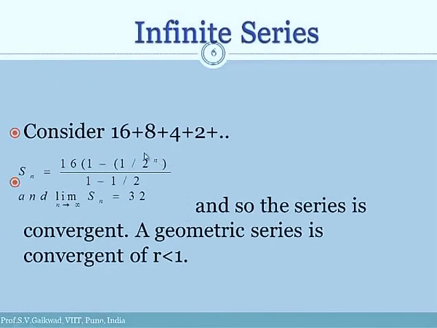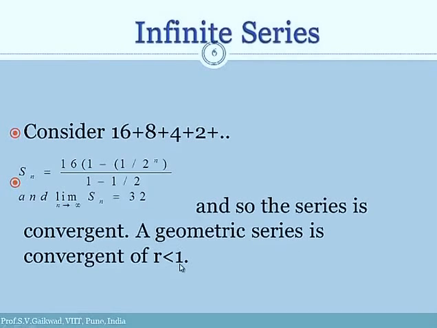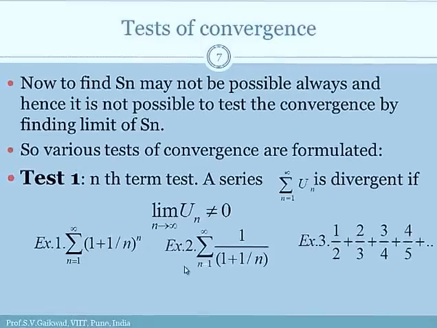Now consider this geometric series 16 plus 8 plus 4 plus 2. Here this is the sum of n terms, and as n tends to infinity, as 1 by 2 is less than 1, 1 by 2 raised to n tends to 0, and you get the sum as 32. The limit of Sn is 32. This is a finite number, and so this series is convergent. In general, a geometric series is convergent if R is less than 1, if the ratio is less than 1.